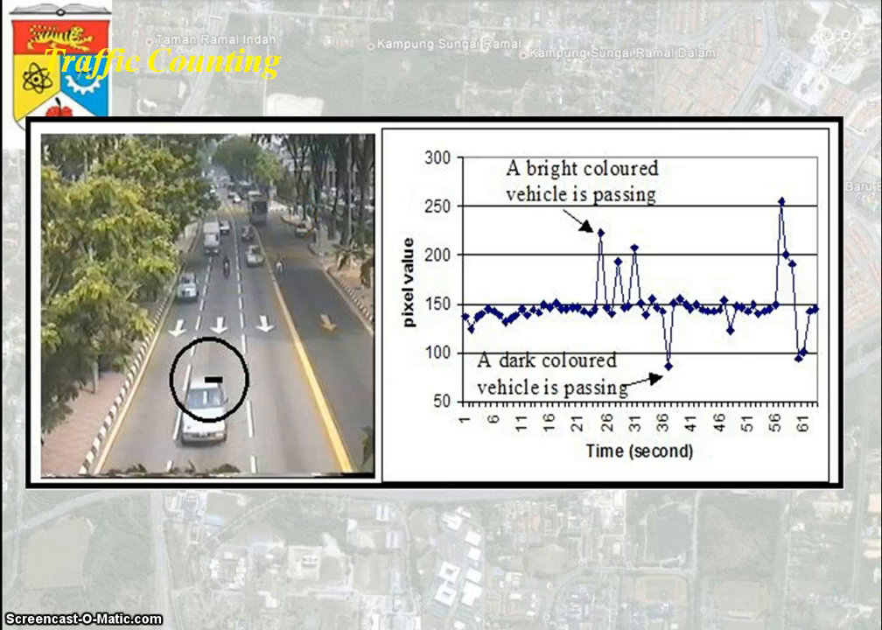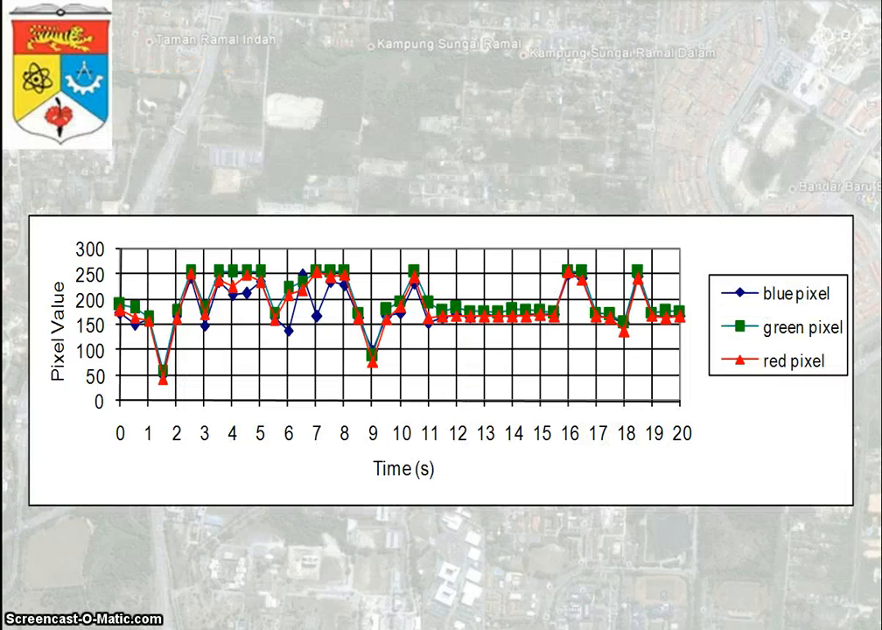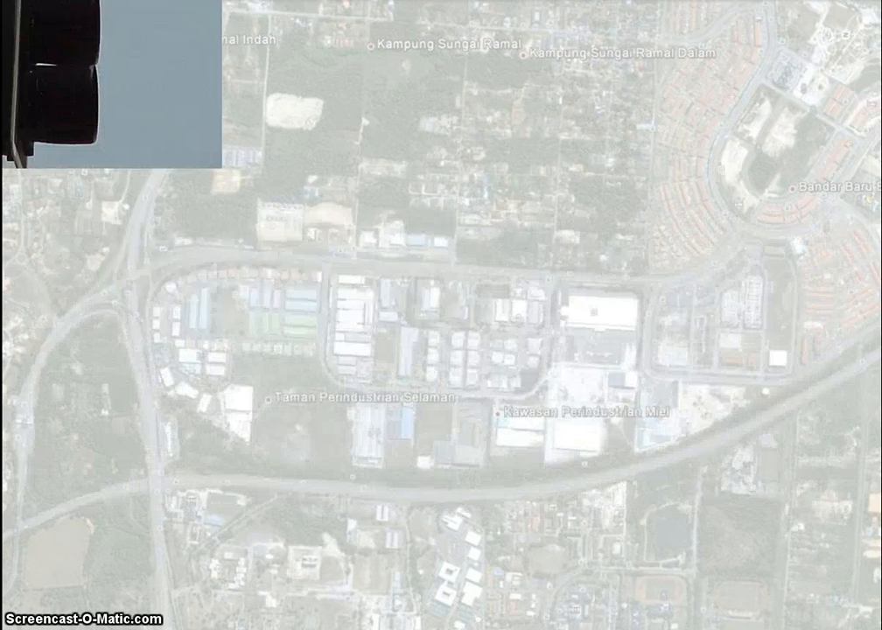And also for adding accuracy, we can use the blue pixel, green pixel, and red pixel, so we can have more accurate pictures, and we can write a better program to count the vehicles.